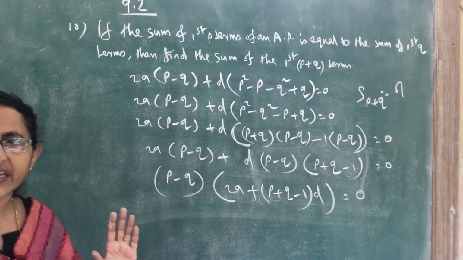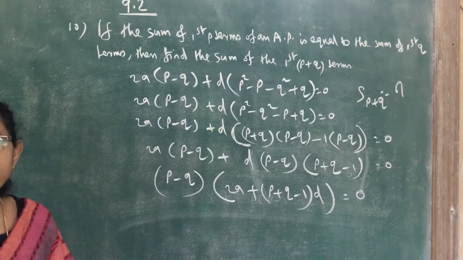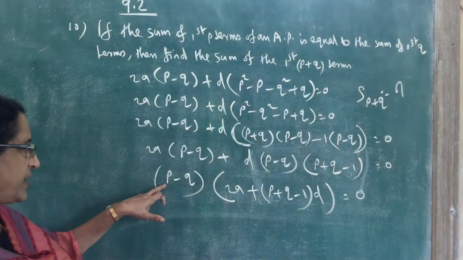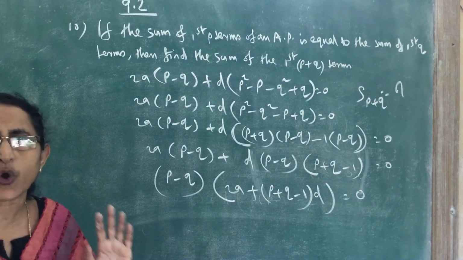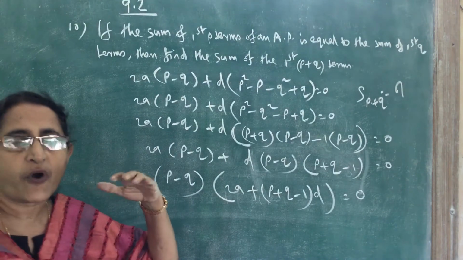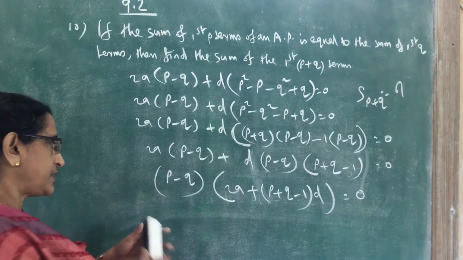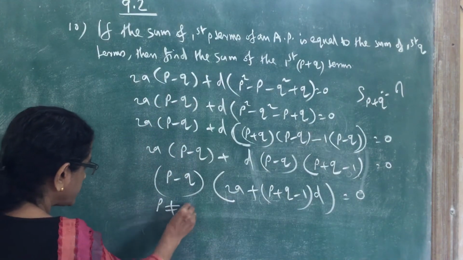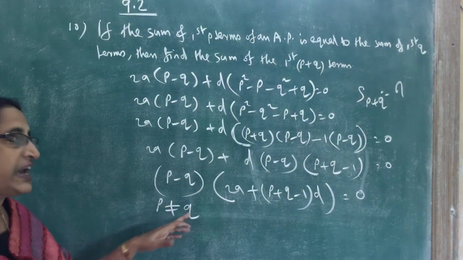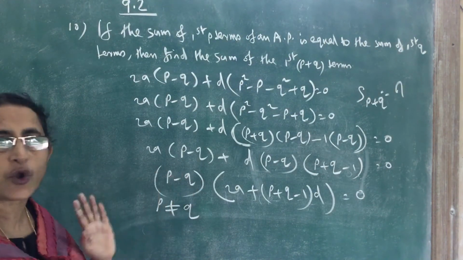Now here we get a product of two terms, p minus q and this one, equal to 0. So one of them should be 0. If the product of two numbers is 0, one of them should be 0. So here we know p minus q is not equal to 0 because p is not equal to q. Because what is given: the sum of first p terms of an AP is equal to the sum of first q terms of an AP, and p is not equal to q. If p is equal to q, p minus q is 0. But p is not equal to q, therefore p minus q is not 0.